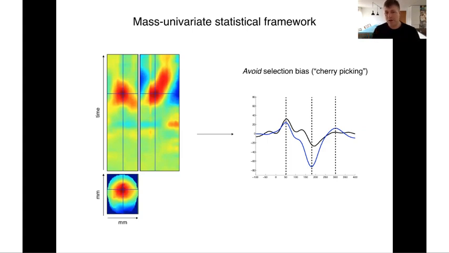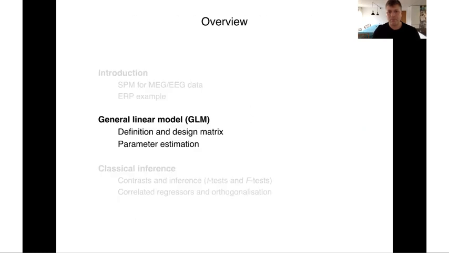And in fact, this selection bias, where we would eyeball the data and then cherry pick the effects, has been shown to incur a very large false positive rate. So it's useful to allow the analysis to search for effects and then correct for multiple comparisons, as we'll see in a later talk. Right, so let's move on to the general linear model itself and how it's defined and how to estimate the parameters of the model.